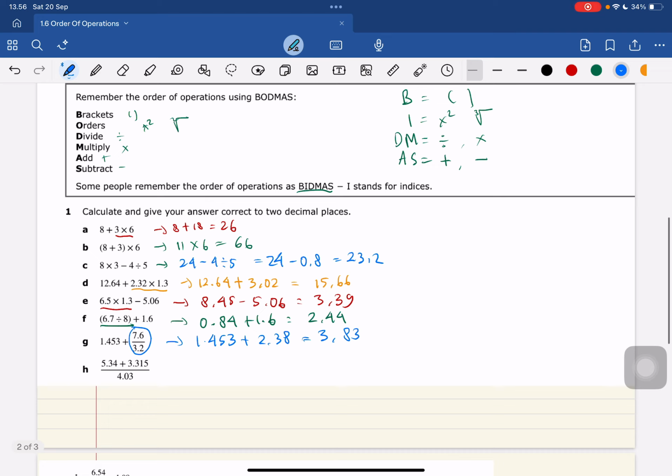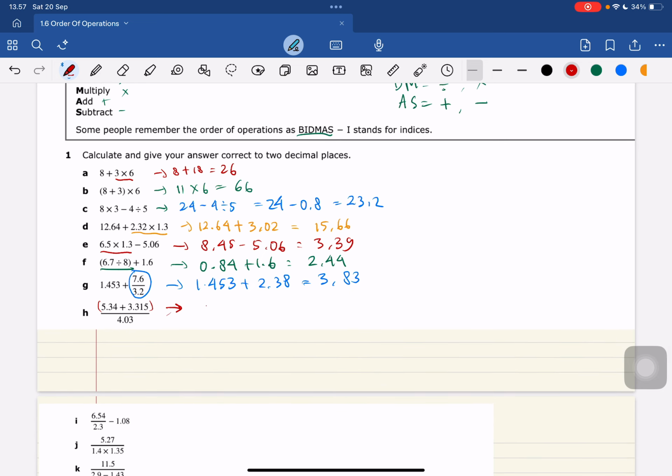Okay, next. This is an invisible bracket. If you got a fraction, we need to finish it first. This is an invisible bracket, so we need to do the addition before we divide. So 5.34 plus 3.315 is going to be 8.655. We divide by 4.03. So we got the answer 2.15.